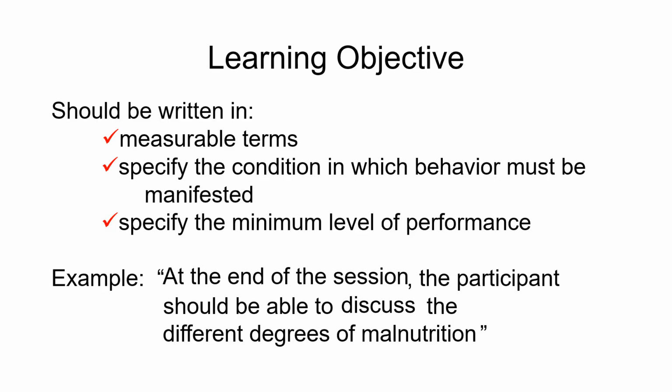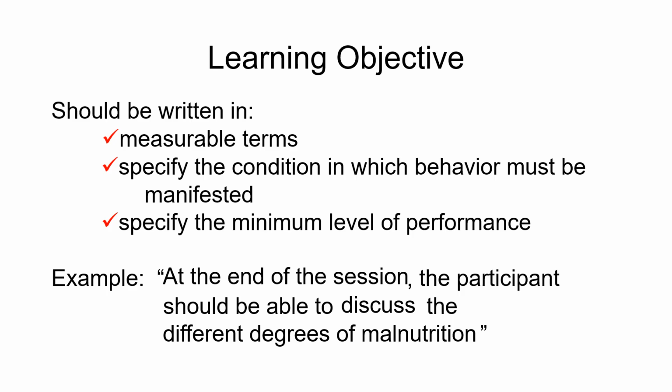The learning objective should be written in measurable terms, that is, use an action verb in describing an observable behavior of the learner. It should specify the condition or circumstance under which the behavior or performance must be manifested or demonstrated, and it should specify the minimum acceptable level of performance or degree of accomplishment.